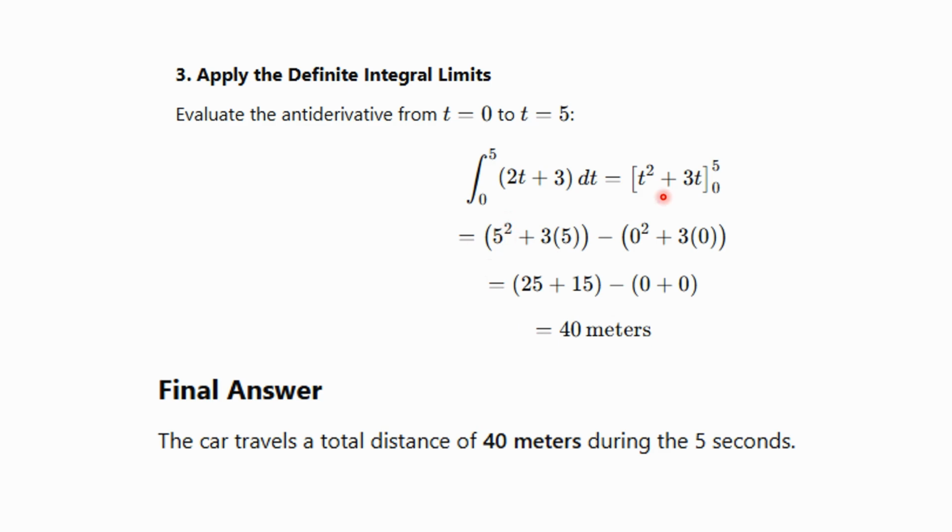Well, that's fairly easy here. First of all, we put in the 5, we replace t with a 5, so it's 5 squared plus 3 times 5, and then we subtract, we put in 0 for t here. So 0 squared, 0, plus 3 times 0 is 0. You're going to end up with 25 plus 15 minus 0 plus 0, which is just subtracting 0. You're going to end up with 40 meters as the answer. So the car is going to travel a total distance of 40 meters during that 5-second interval. So hopefully that makes some sense.